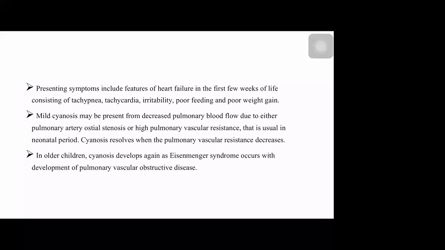Mild cyanosis may be present from decreased pulmonary blood flow due to either pulmonary artery ostial stenosis or high pulmonary vascular resistance. That is usual in the neonatal period, as I've already discussed. Gradually, cyanosis resolves when the PVR decreases. In older children, again, cyanosis develops due to Eisenmenger syndrome.